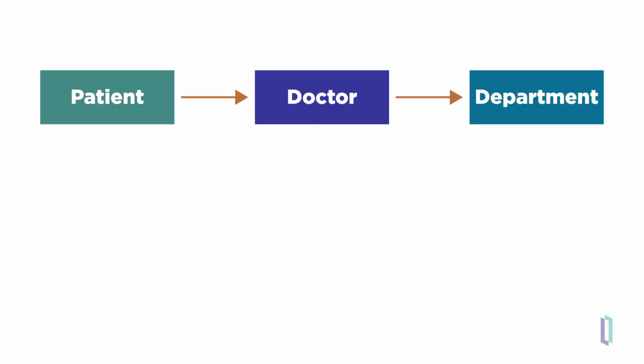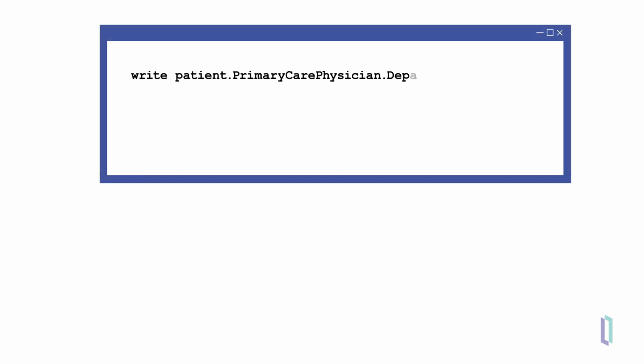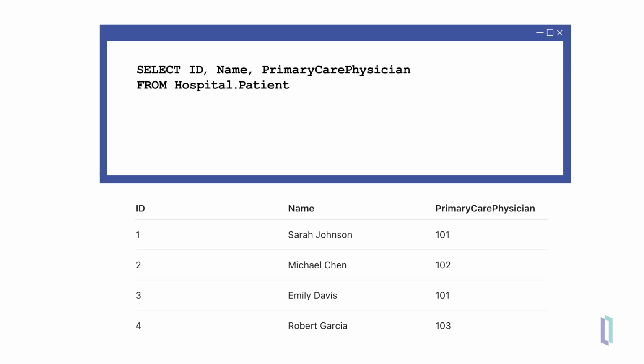Reference properties can be chained across multiple objects. For example, if patient references doctor and doctor references department, you can navigate across both reference properties in a single expression. Here we can write patient.PrimaryCarePhysician.Department.Name. This starts with the patient, moves to the referenced doctor, then to that doctor's department, and finally retrieves the department name.